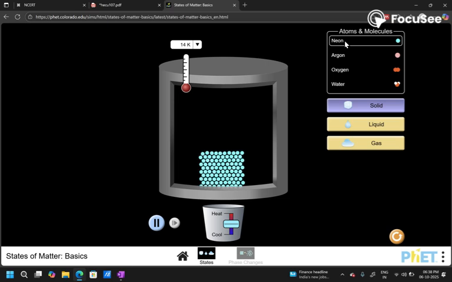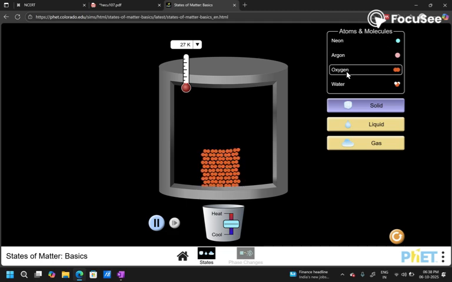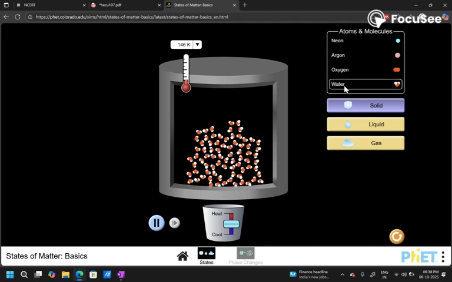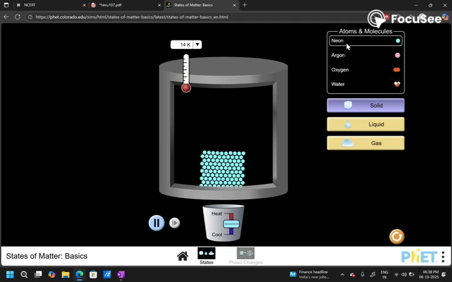So it is for the case of neon gas. You can change it for argon, you can change it for oxygen, we can change it for water as well. So we can very, very easily and clearly see that when the state is solid, the constituent particles are very close to each other.